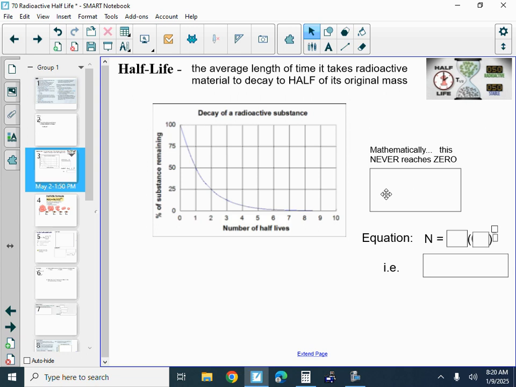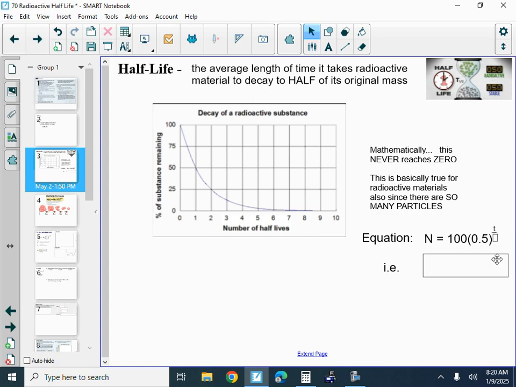Mathematically, it's a weird fact that this doesn't ever reach zero. That's just the way exponential decay works. It doesn't really matter, but I thought I'd mention it. So if you started with 100%, then you've got your 0.5 multiplying a bunch of times. If you do 0.5 times itself once, twice, three times, and so on, obviously you end up with a power equation, like an exponent, right?